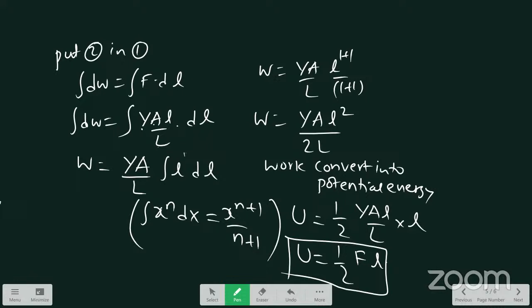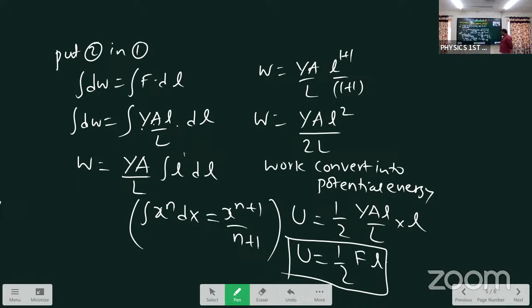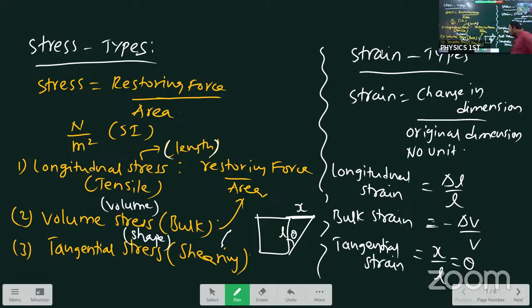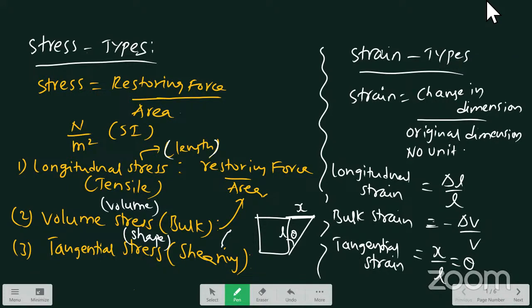Now I am giving the explanation of the 4 questions one more time. Today's concepts are very easy. Here, student, first question, stress. What is the definition of stress with types? Stress is the ratio between restoring force and area. You write restoring force per area. Units are Newton per meter square. How many types? 3 types.